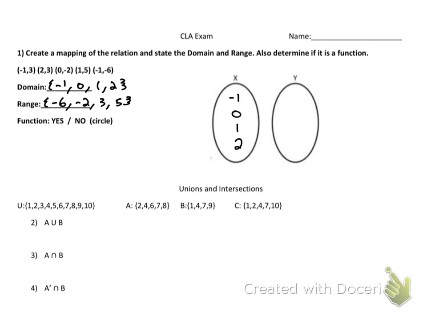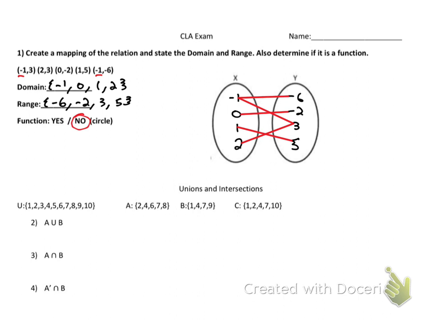So mapping it, again, did least to greatest, and then I matched up the ordered pairs. -1 to 3, 2 to 3, 0 to -2, 1 to 5, and -1 to 6. That is not a function because we have two x values that are the same number. We have two -1s that are x values, meaning that it is not a function. If you graphed it, those ordered pairs would be stacked. It would not pass the vertical line test.